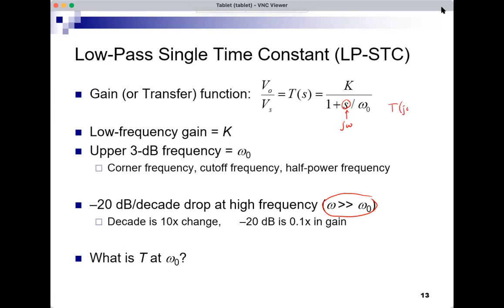This becomes a complex number, K over 1 plus j omega over omega 0. That's a complex number, and we know that complex numbers have a magnitude and a phase angle. So the Bode plot for magnitude is a plot of the magnitude of T, and the Bode plot for phase is a plot of the phase of T. T is the complex number, and that's on the y-axis. On the x-axis, it's omega.